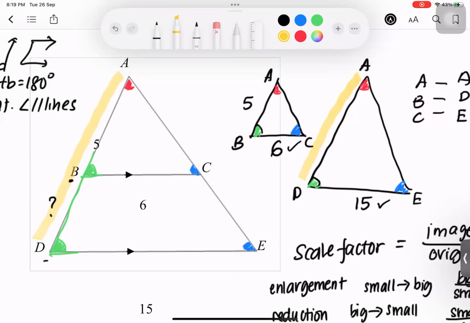So I can find AD first, then I minus away 5 over here, right? Or some of you want to do the algebra method. This whole length over here will be given by DB plus 5. Okay, so now we're going to use our scale factor. Scale factor is 15 over 6 or 5 over 2. Then the bigger one over the smaller one, DB plus 5 over 5.